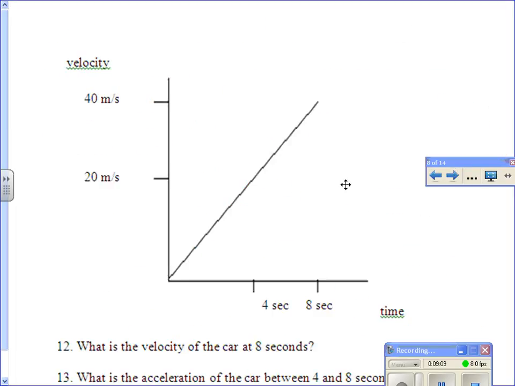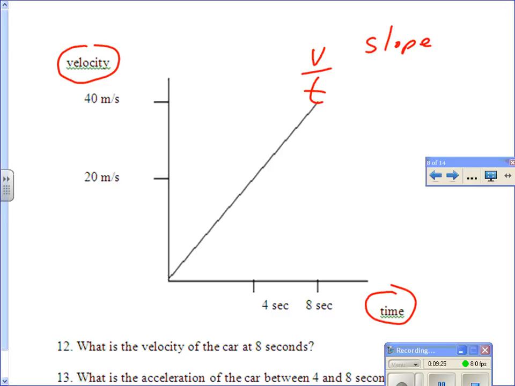All right, number 12 and 13 are reading this graph. This is a velocity versus time graph. And remember, this gives you a relationship, velocity divided by time. So when you find slope, slope will tell you the acceleration of the problem. So number 12 says, what is the velocity of the car at 8 seconds? So at 8 seconds, we're going 40 meters per second.